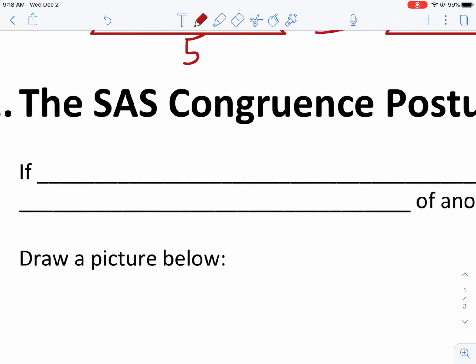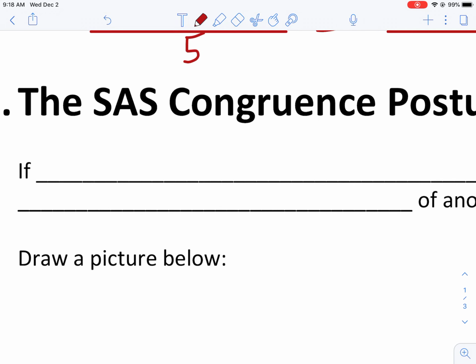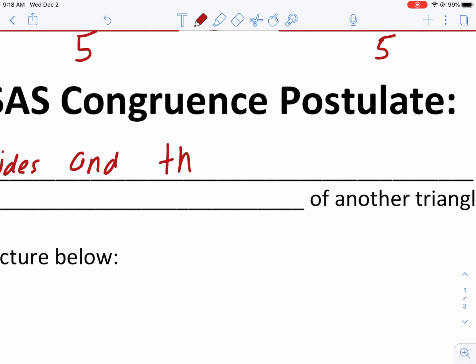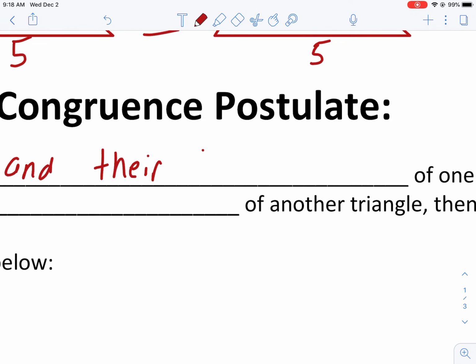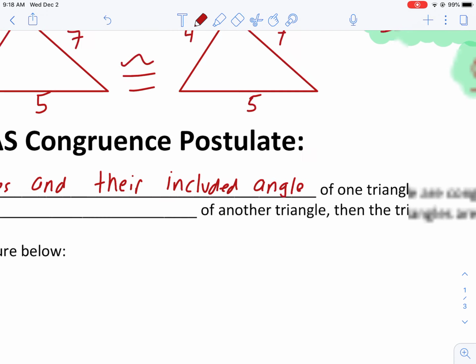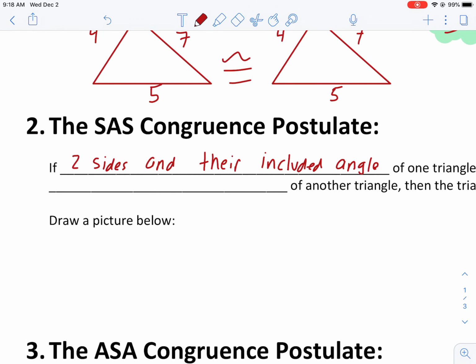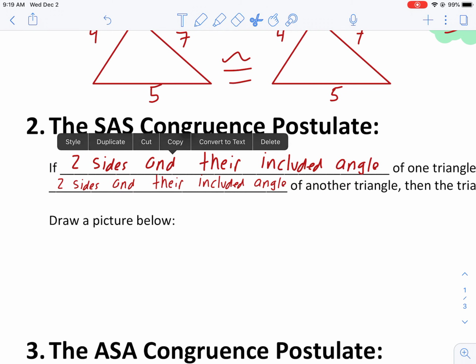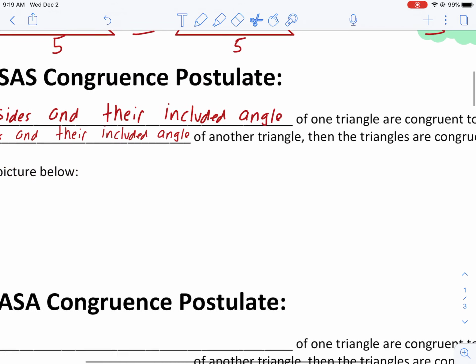But yeah, so the second one is SAS. So that stands for side angle side. So this is if two sides and their included angle, so that part is important, all right? We'll talk about that in a minute. Of one triangle are congruent to two sides and their included angle of another triangle, then the triangles are congruent.